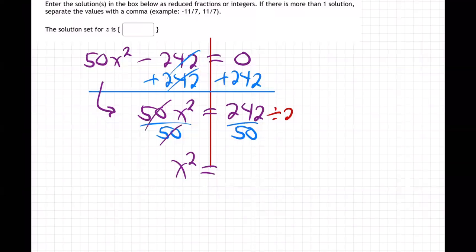You have to, what do you have to do? You got to reduce it. Divide top and bottom by 2. That'll be 121 over 25. Yeah. So yeah, I just checked. They will not take decimals on this problem. So you've got to keep it fractions. So that means you have to reduce the fractions. So I divided top and bottom by 2.